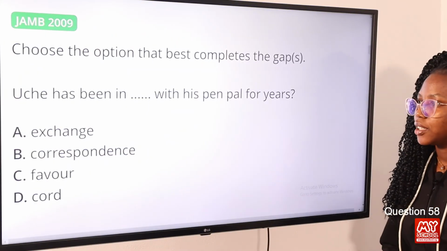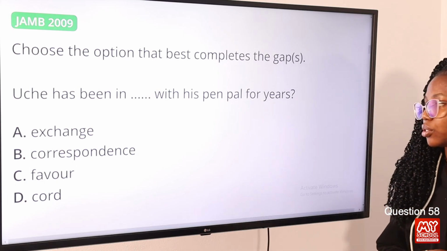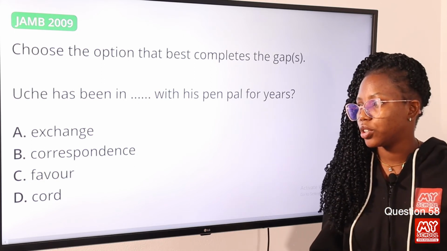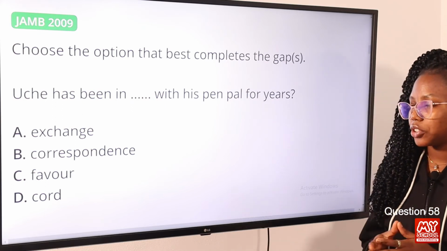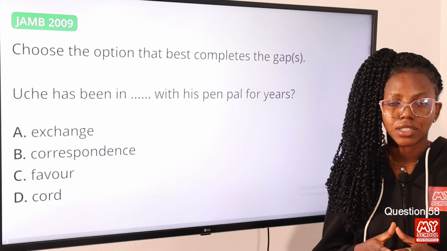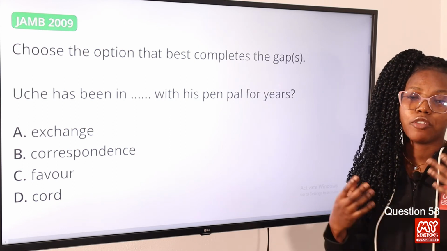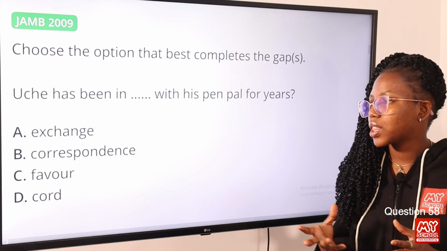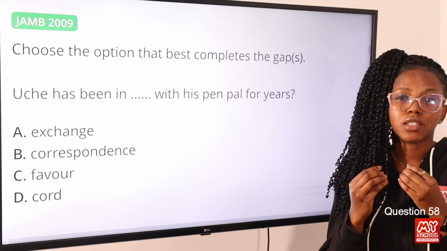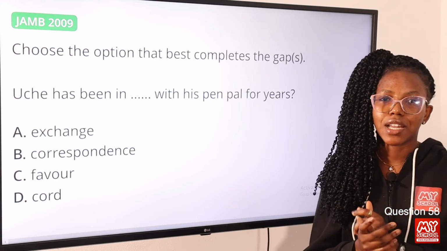Question 58. Uche has been in dash with his pen pal for years. Option A, exchange. Option B, correspondence. Option C, favor. Option D, court. The answer is option B, correspondence. When we think of the word pen pal, we mean pen friend, a friend you write to. So in correspondence with means when you communicate with someone by exchanging letters. So option B is the correct answer to this question.